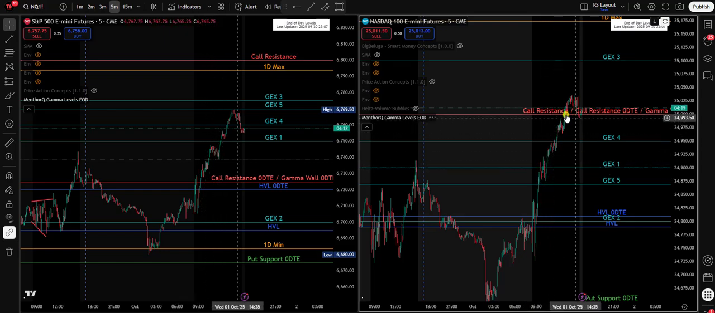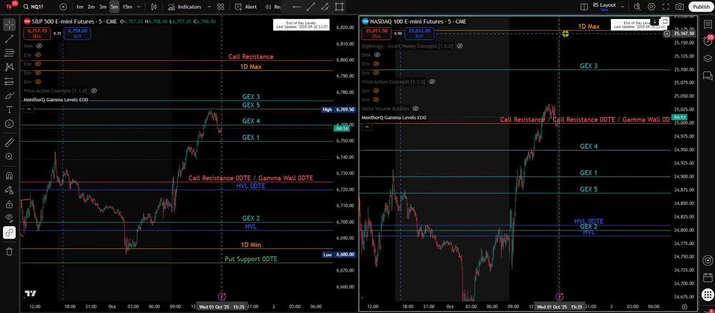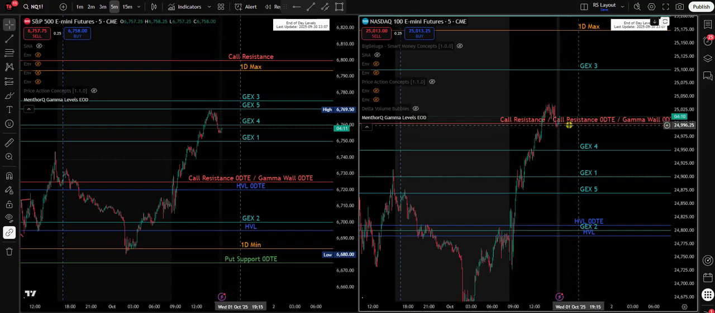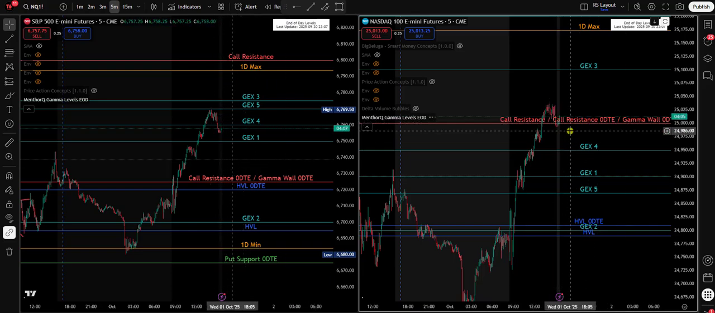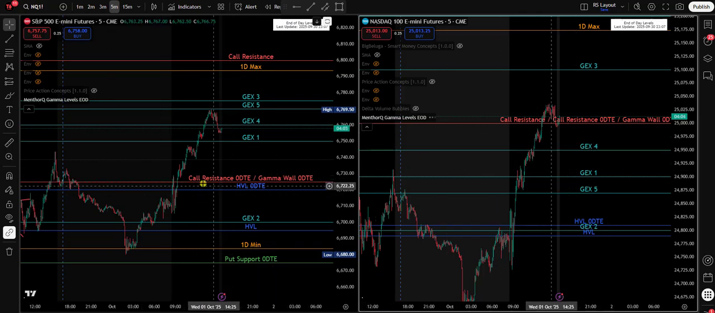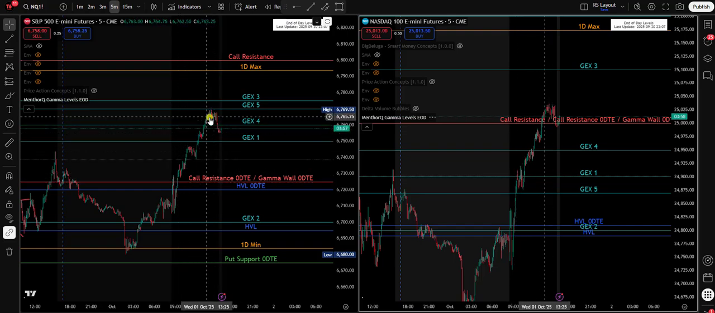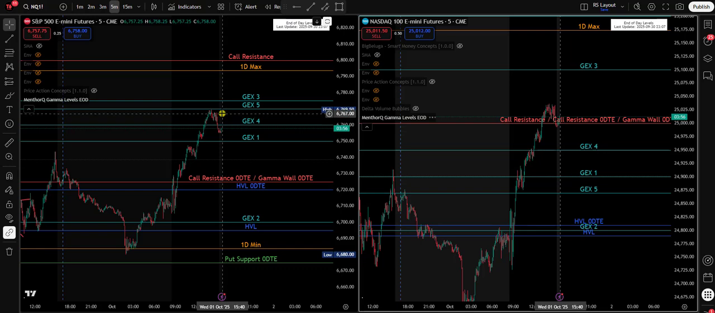So here's a resistance level, and you have your 1-day max way up here. It didn't get close to that, but it did come up to the call resistance 0 DTE gamma wall, and it actually busted through there. Over here, it went through on the ES very early in the day, and continued on up to JEX 5. I use these JEX 5 levels because I think those are the best for me, what's been working the best for the last 2 or 3 months.